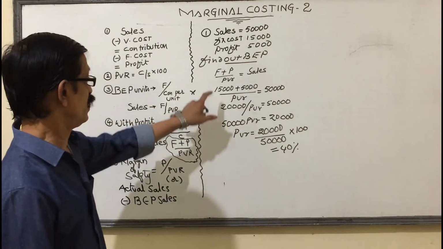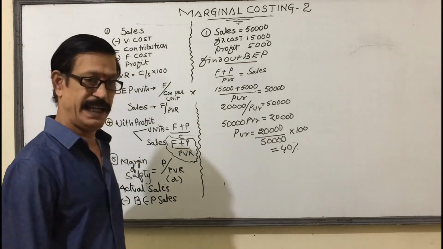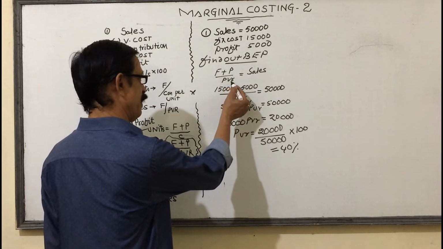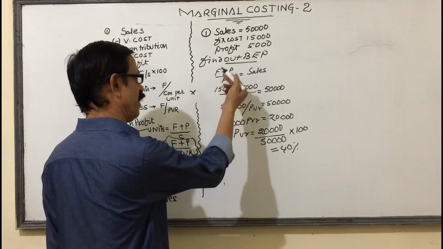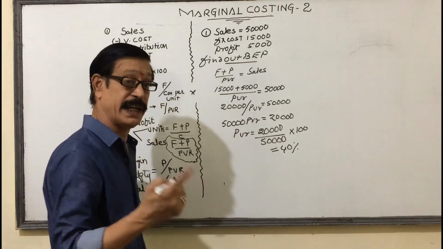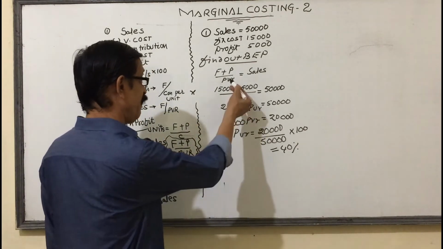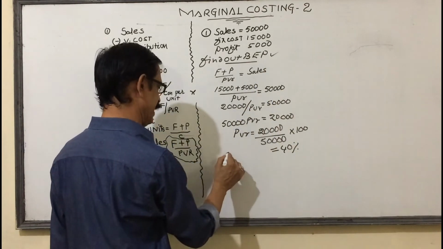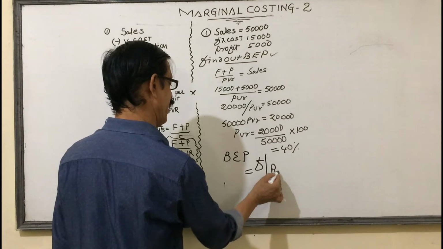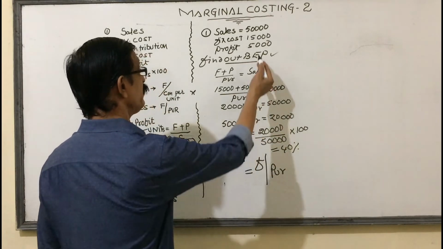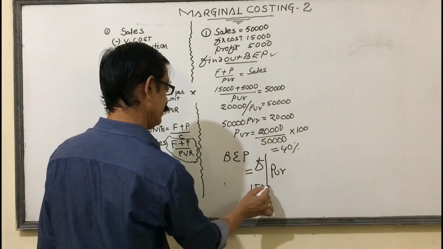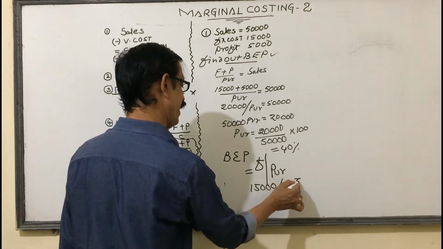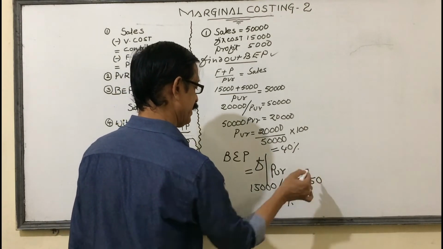Understand? So, we are applying the formula F plus P by PVR is equal to sales. Whenever we don't know PVR, or whenever we don't know fixed cost or profit, whatever item is missing in this formula, we can find. Now we find PVR. After getting PVR, we can find out break-even point. Break-even is fixed cost divided by PVR. Fixed cost we have 15,000 divided by 40%. That is equal to 37,500.